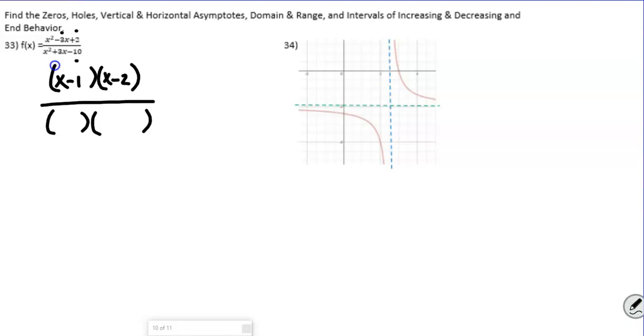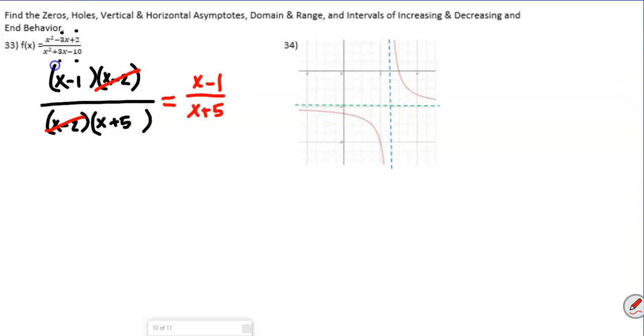And then the factors of negative 10 that add up to be negative 3 would be minus 2 and plus 5. So notice that we have a minus 2 in both the numerator and the denominator. So our function is going to end up being x minus 1 over x plus 5.